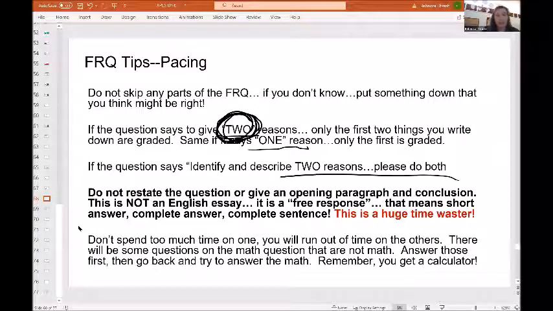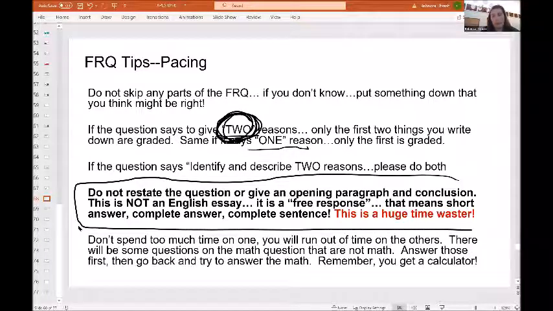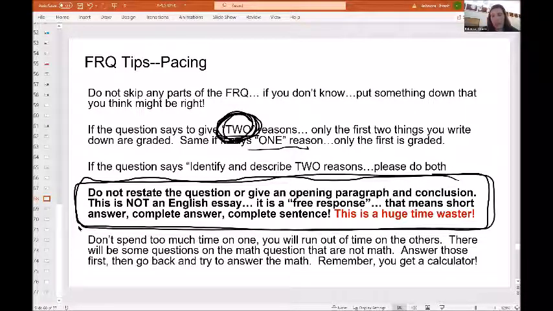This is really important, guys, and this is kind of why I have it bolded. The biggest time waster on this exam is restating questions or giving some type of opening statement that isn't directly answering the question. It's really not necessary. You do not have to restate the question for the reader. We are literally just looking for your answer.